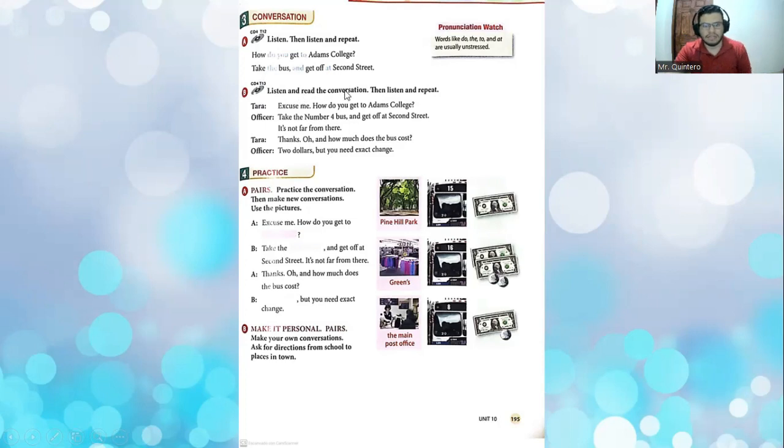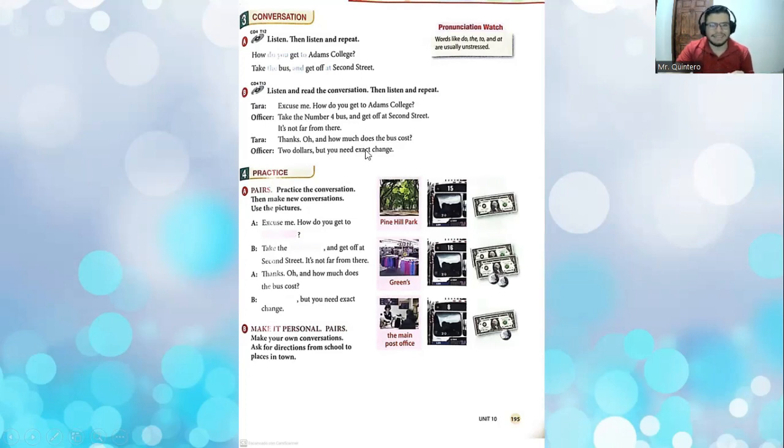Listen and read the conversation, then listen and repeat. Excuse me. How do you get to Adams College? Take the number 4 bus and get off at 2nd Street. It's not far from there. Thanks. Oh, and how much does the bus cost? $2. But you need exact change.